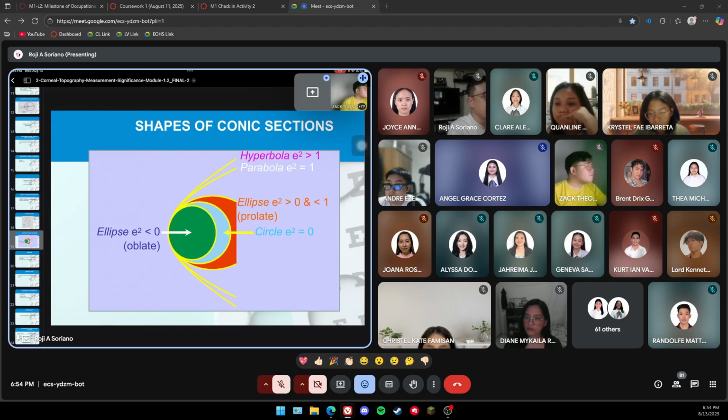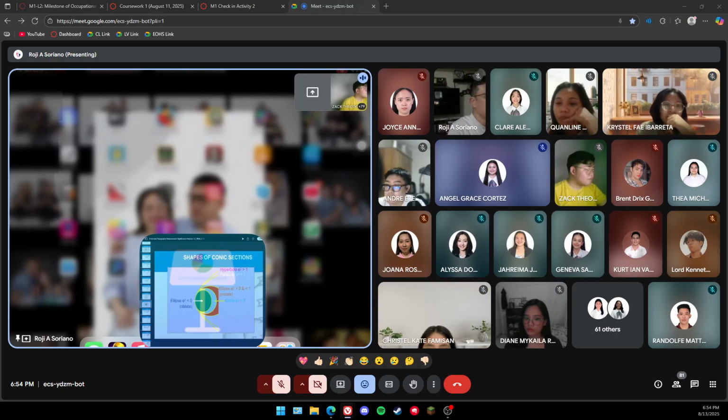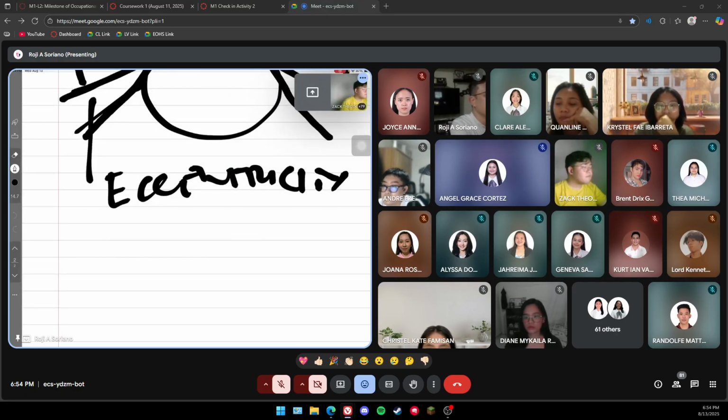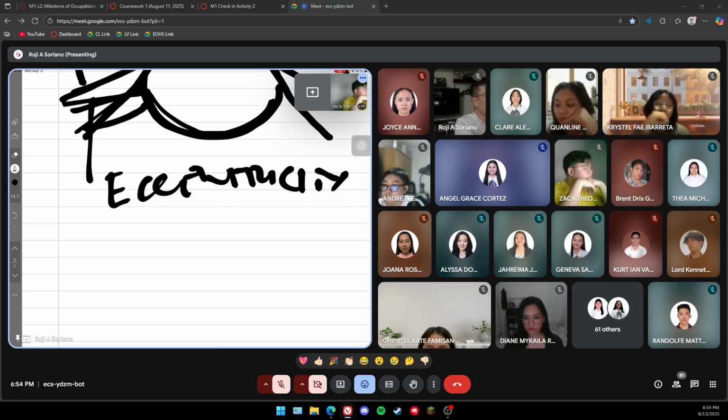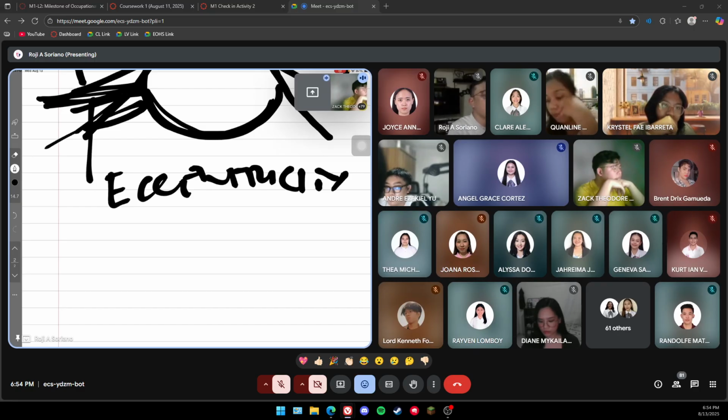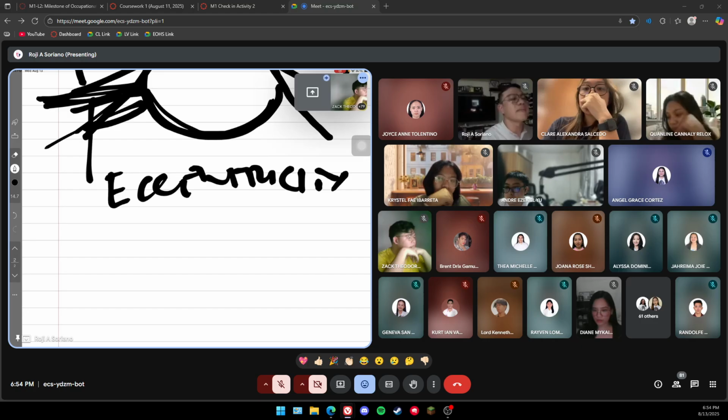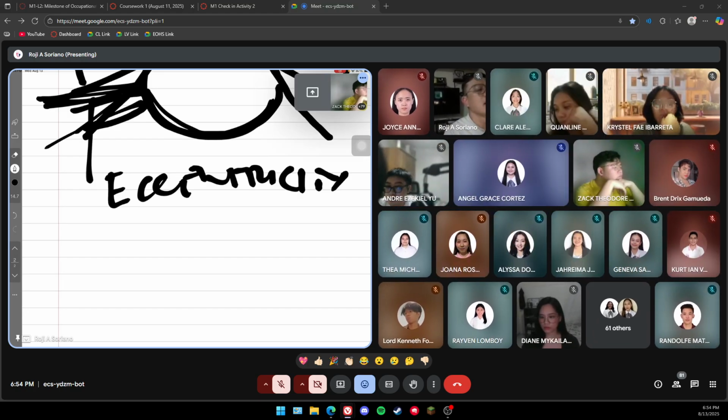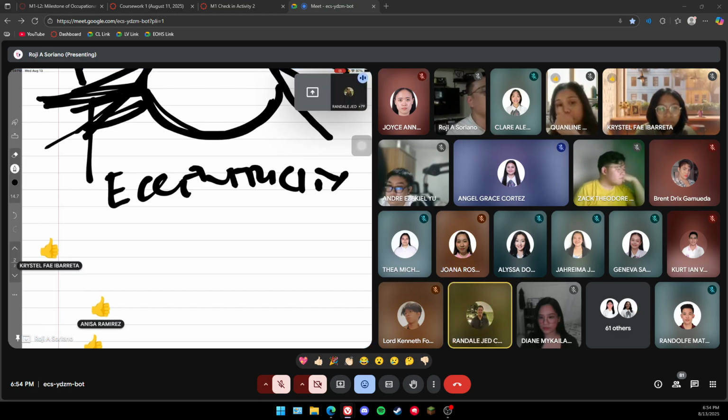So Zach, you would notice the circle. Let's start with the circle again. Circle is equal to 0, correct? Meaning to say, it does not flatten peripherally, correct? But as it flattens, the greater the flattening, of course, the greater the value of eccentricity, correct? Do you understand what I'm saying? Yes, Doc. All right.